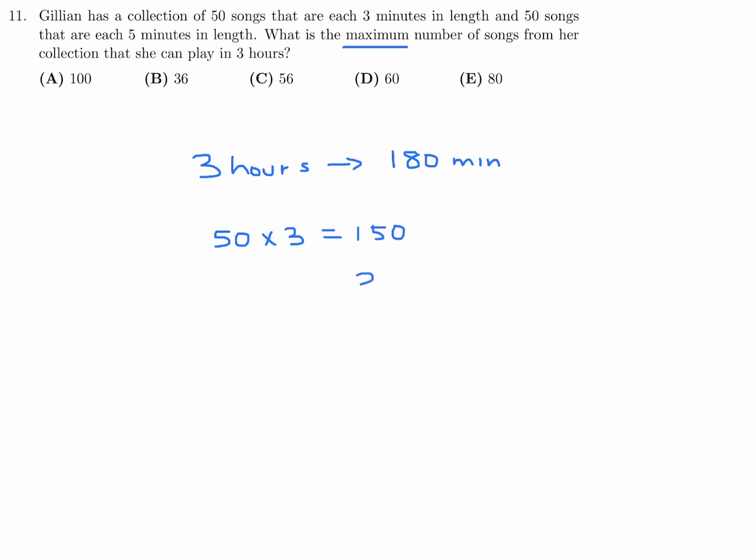So for the remaining 30 minutes, obviously the only songs we have left are the ones that are 5 minutes in length, so we'll put those in. But how many of those 5-minute songs can we squeeze in? Well, for 30 minutes, it would be 6. So 50 songs that were 3 minutes in length and 6 songs that are 5 minutes in length. So the total number of songs is 50 plus 6, which is 56. And therefore, number 11, the answer is C.